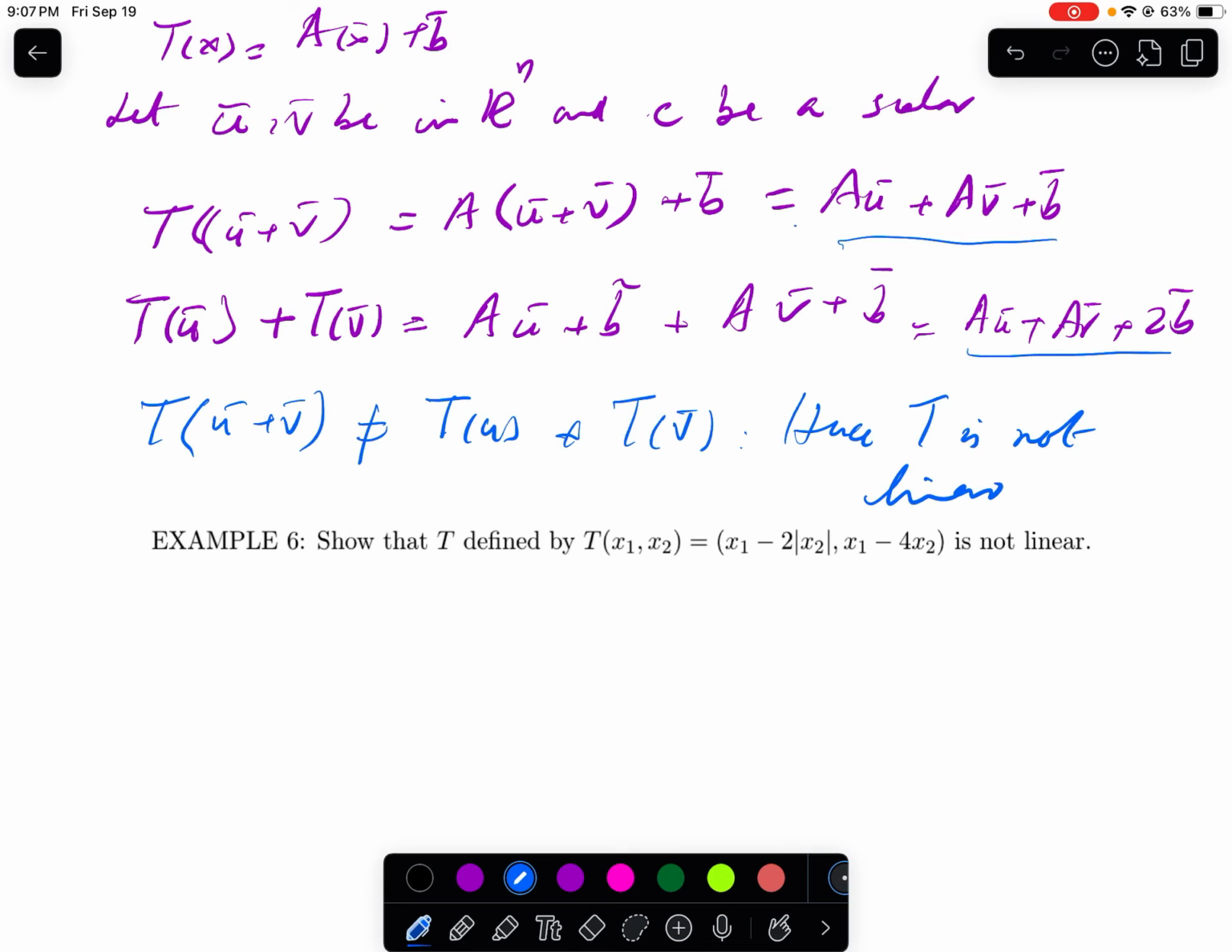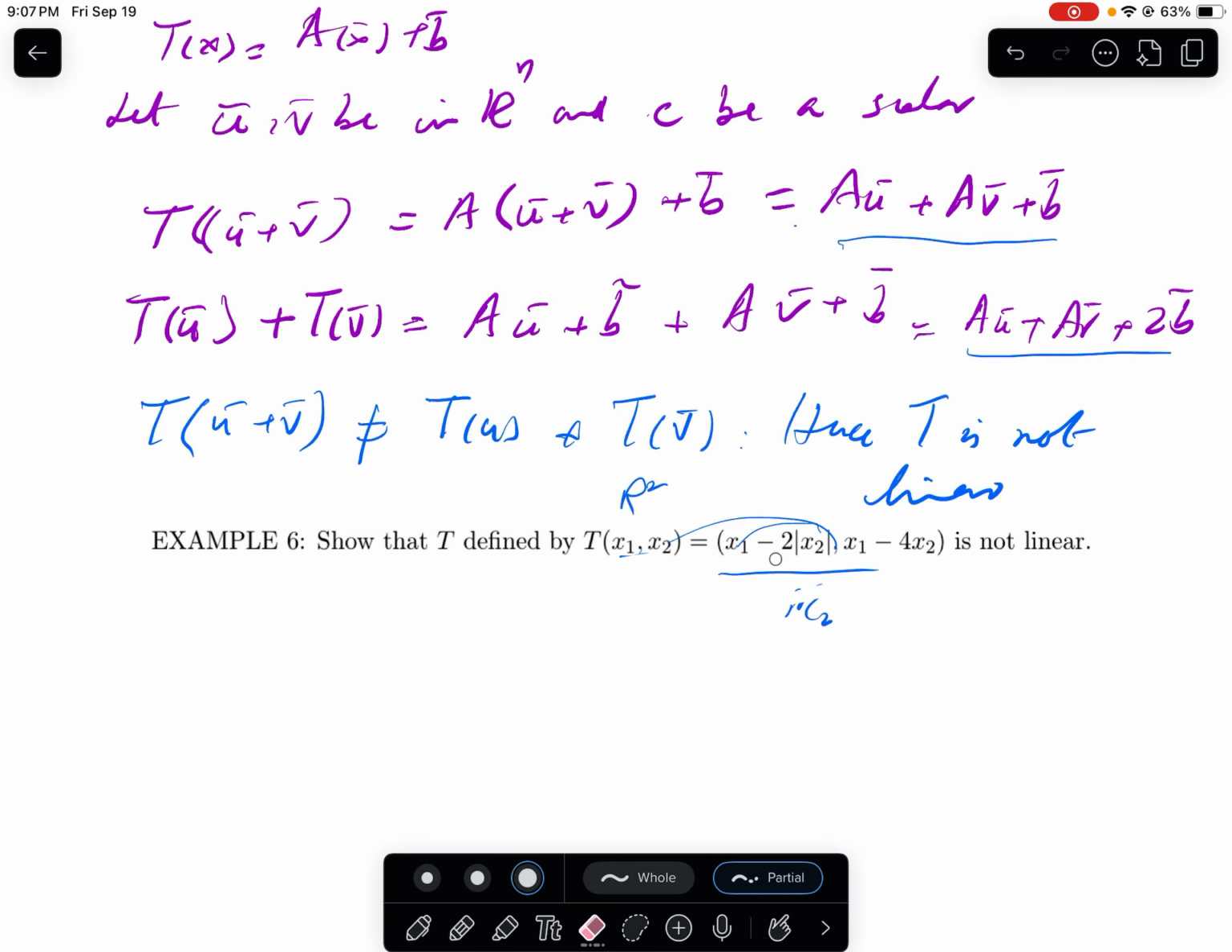Show that T defined by T of (x1, x2), so this is the vector x, so it looks like it's in R2. We are in R2, and the output is also in R2 because we have only two components. The first one is 2x1 minus 2 absolute value of x2, and the second component is x1 minus 4x2. And we have to show that this is not linear.